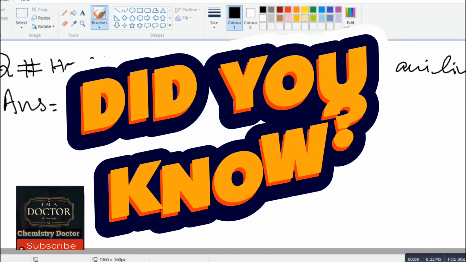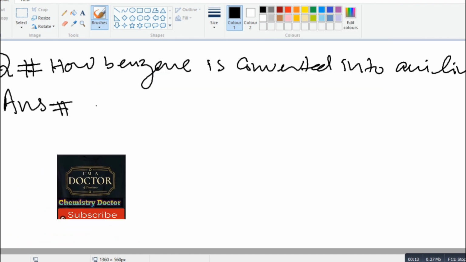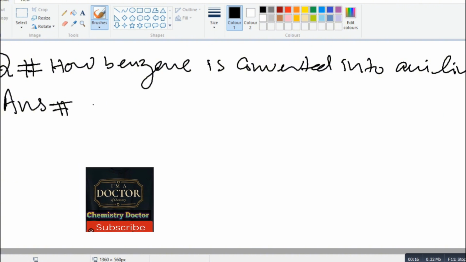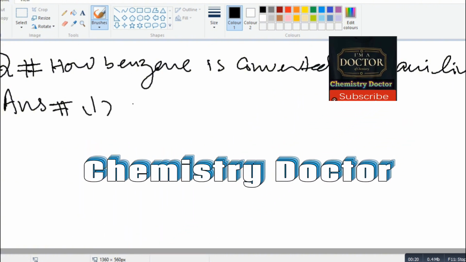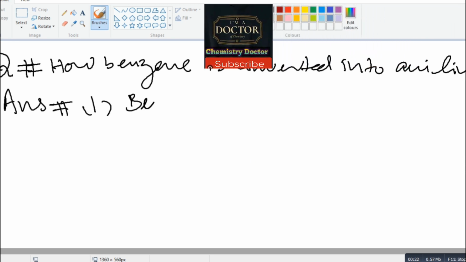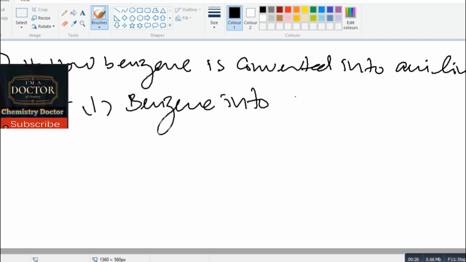Today our question is how benzene is converted into aniline. It is very simple. In the first step, benzene is converted into nitrobenzene.